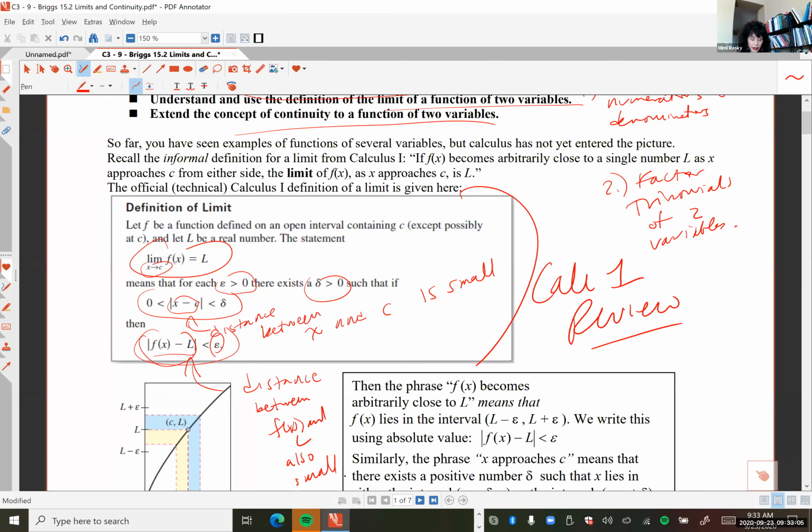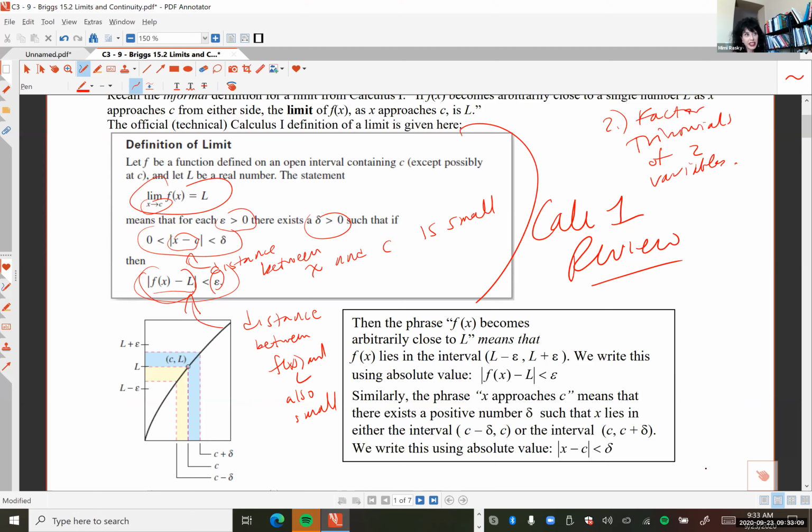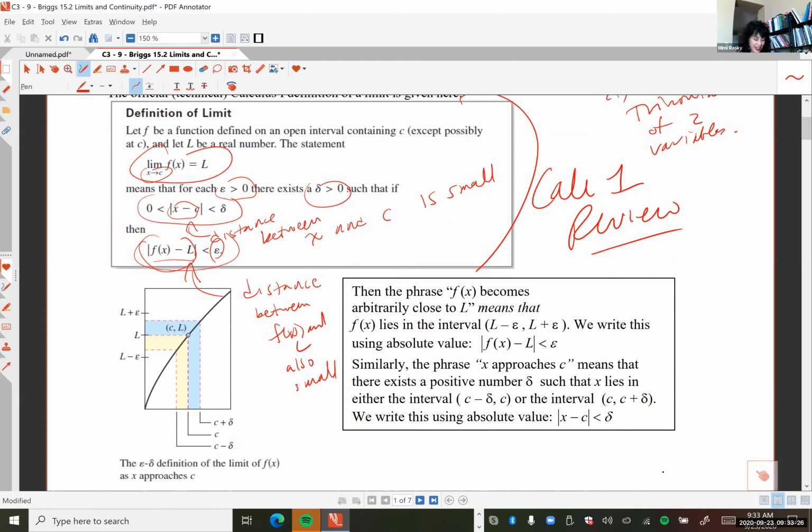That's all they were saying when you took a Calc 1 class. But it's the official way to say it. Because in mathematics, you can't go, oh, when x gets really close to c, then f of x gets really close to the limit L. Because "really" is not technical. But that's essentially what this definition says.